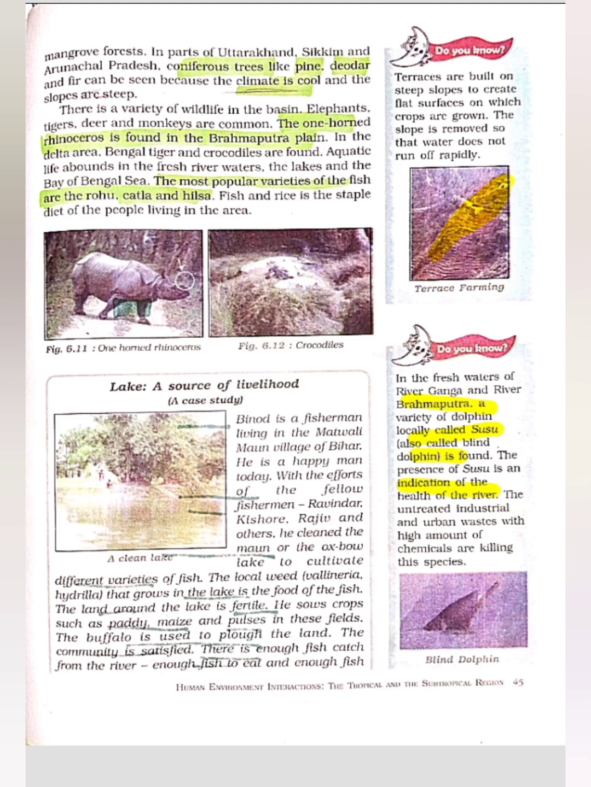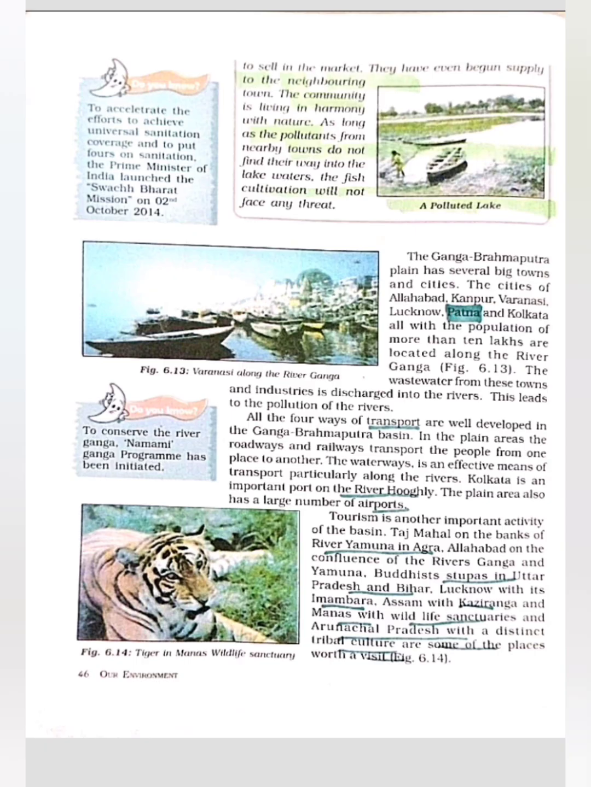That's why for the river, there is an indication that the river is mature and the river is clean and the river is healthy. That is the presence of the wildlife, which is a blind dolphin, which is called susu. The untreated industrial and urban waste with high amounts of chemicals are killing this species and destroying this indication. So we need to conserve the river. Here also a variety of animals are found.